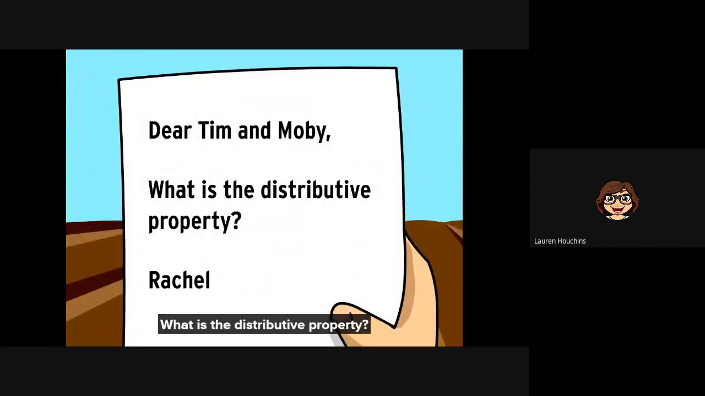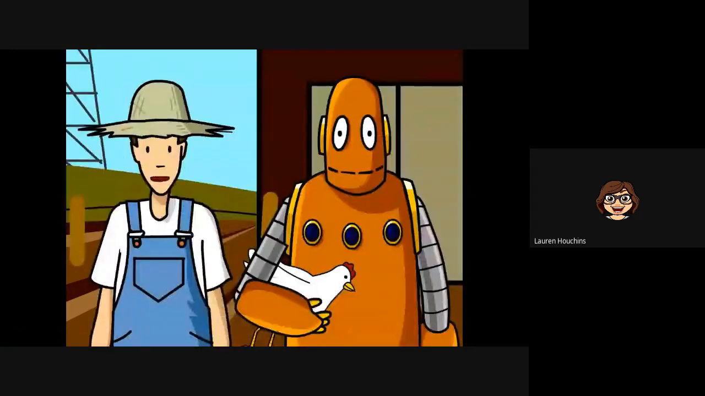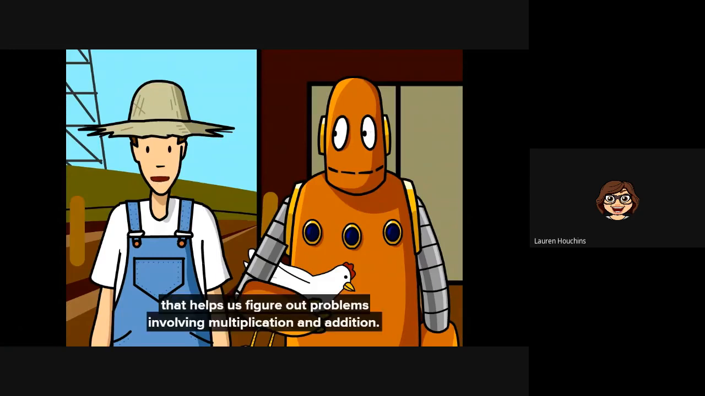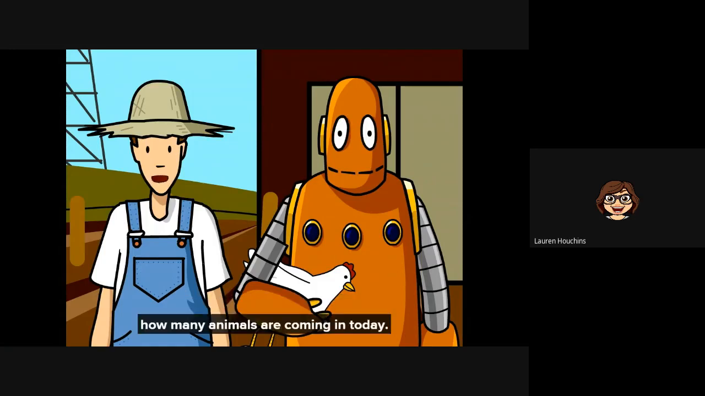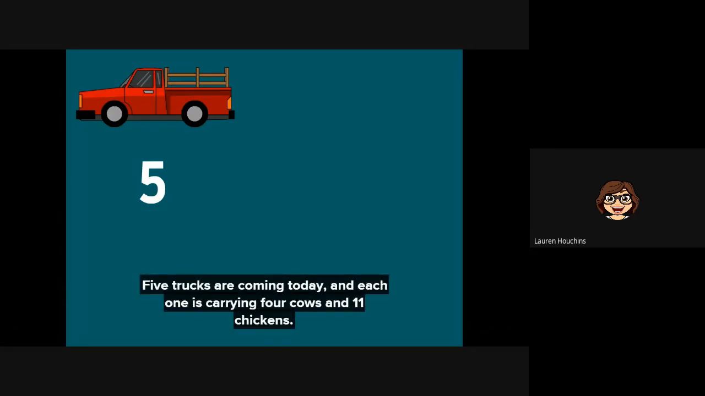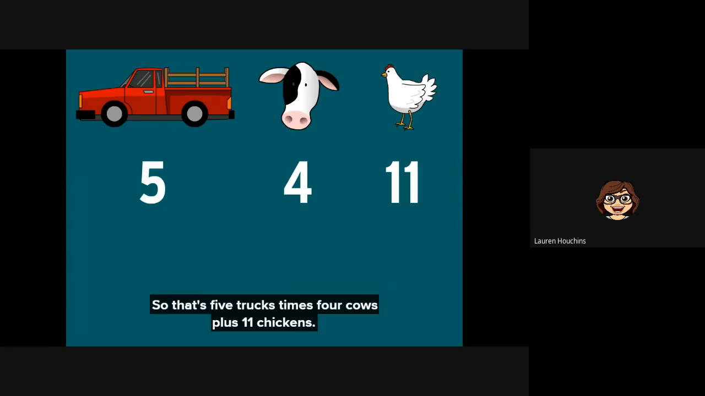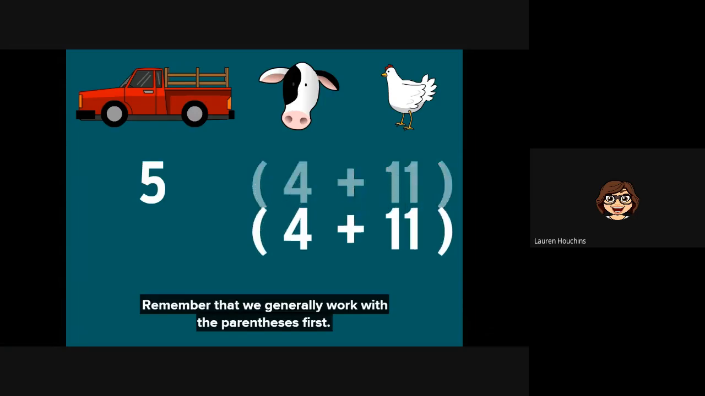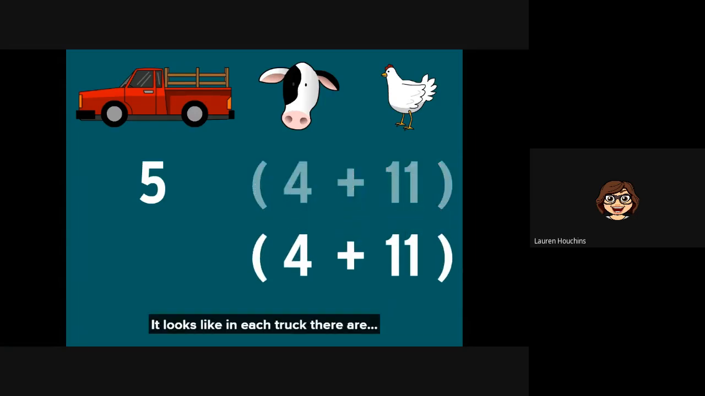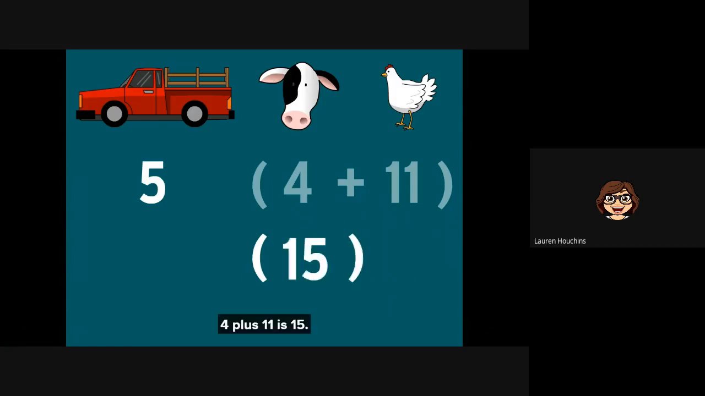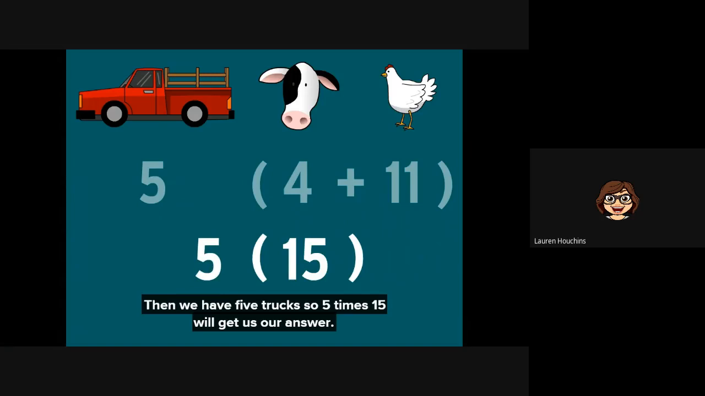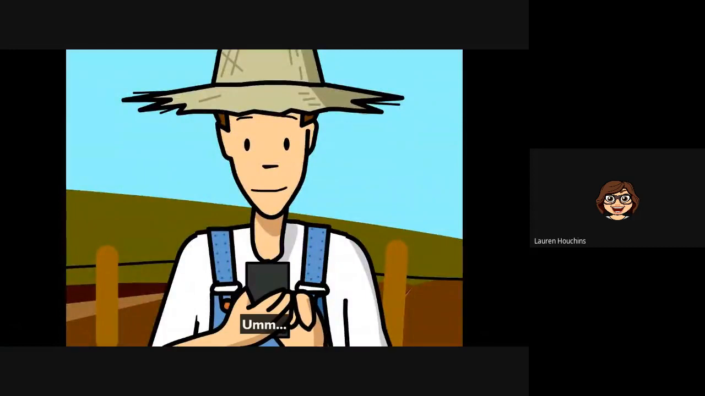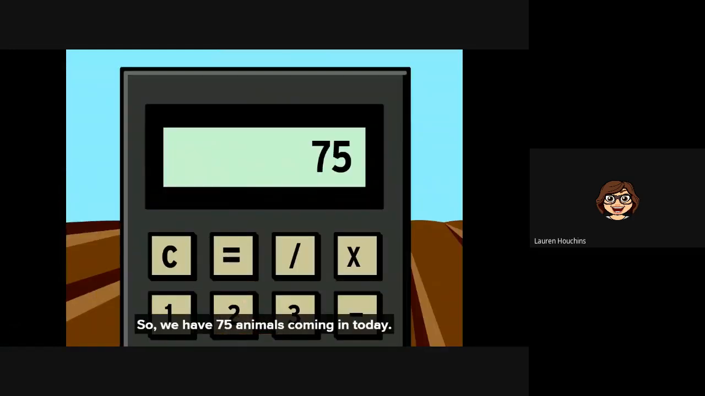Dear Tim and Moby, what is the distributive property? From Rachel. Well, the distributive property is a rule of math that helps us figure out problems involving multiplication and addition. For instance, we can use the distributive property to figure out how many animals are coming in today. 5 trucks are coming today, and each one is carrying 4 cows and 11 chickens. So that's 5 trucks times (4 cows plus 11 chickens). There are a couple of ways to solve the problem of how many total animals we can expect to get. Remember that we generally work with the parentheses first. It looks like in each truck there are 4 plus 11 is 15. Then we have 5 trucks, so 5 times 15 will get us our answer. So we have 75 animals coming in today.